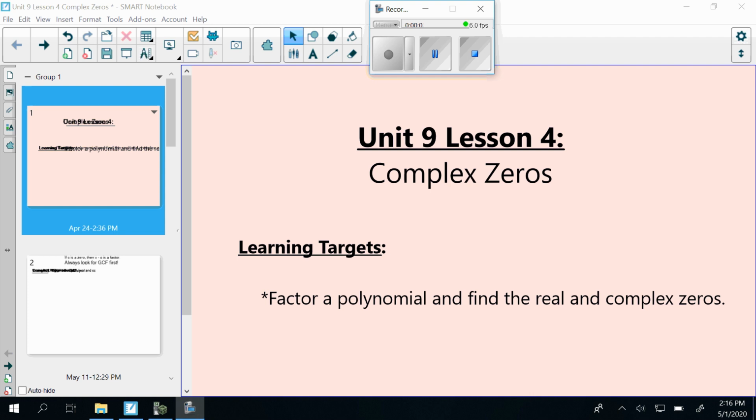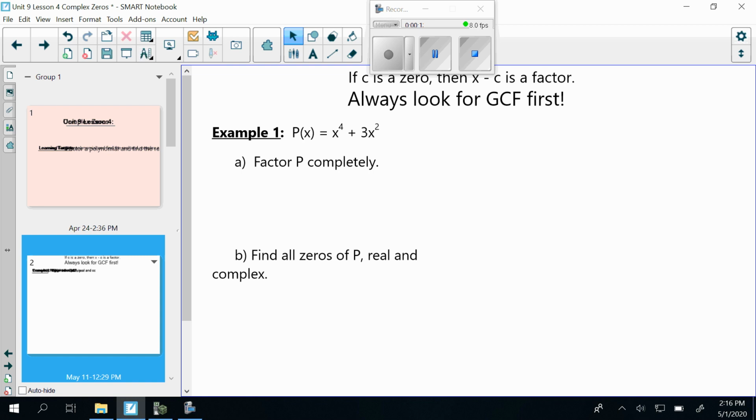All right, we're going to look at complex zeros today and how you factor a polynomial and find both the real and complex zeros of it. When you're doing these problems, what you're going to look to do first is any kind of factoring. And we always look for greatest common factor first.